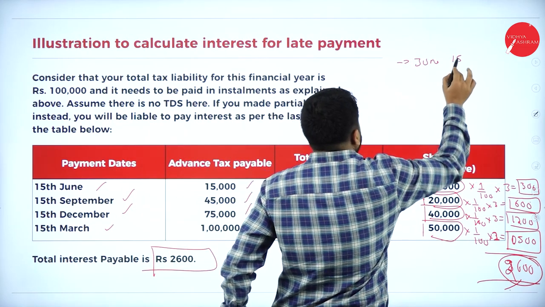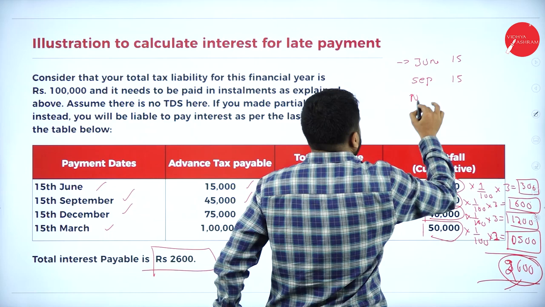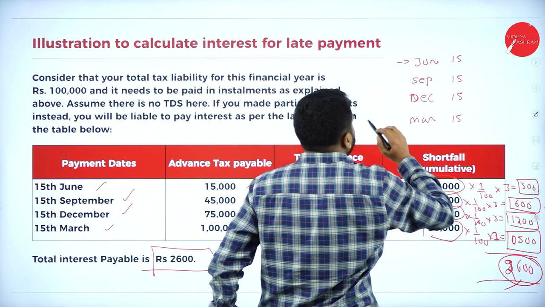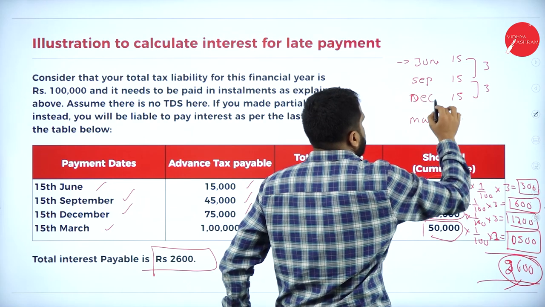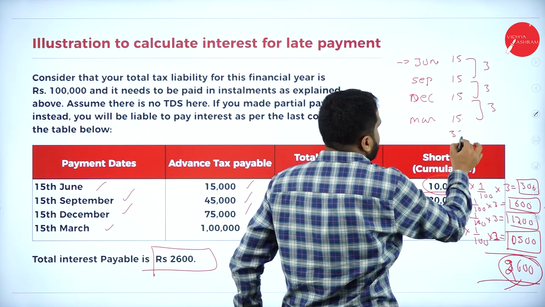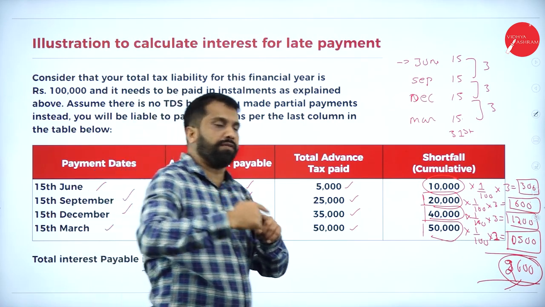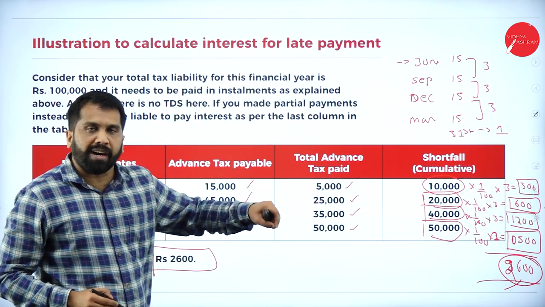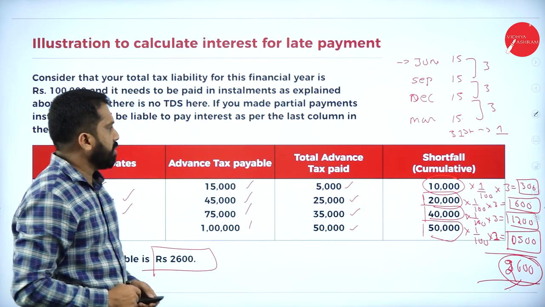June 15th, September 15th, December 15th, March 15th. From June to September, we have 3 months. September to December, 3 months. December to March, 3 months. March to March 31st. Do we have 3 months? No, we have only 15 days. We do round off. Round off means it will become 1 month. Hope you are clear. We are in the month of March only. We cannot go for 3. That's why we taken 1 month. Hope you are clear. Good.